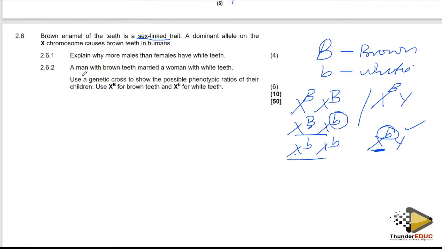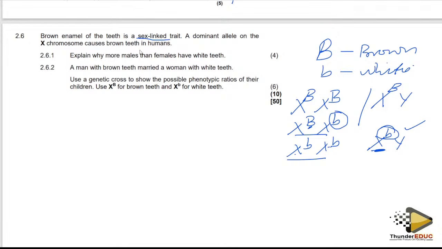Then they are saying that a man with brown teeth marries a lady with white teeth. Which kind of teeth do you want? Brown teeth or white teeth? Use the genetic cross to show the possible genotypic ratio of their children.